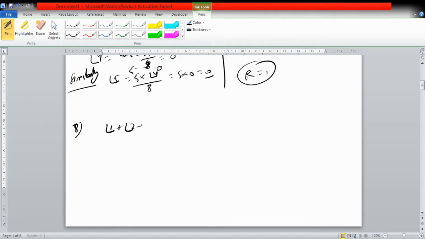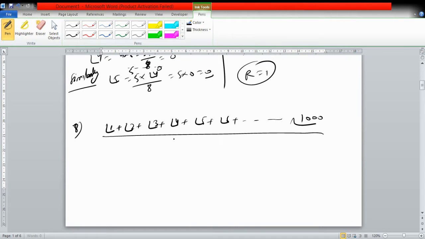Similarly, take the example factorial 1 plus factorial 2 plus factorial 3 plus factorial 4 plus factorial 5 plus factorial 6, and that is up to 1000 divided by 10. If you divide by 10, try to find the number which is exactly divisible by 10.